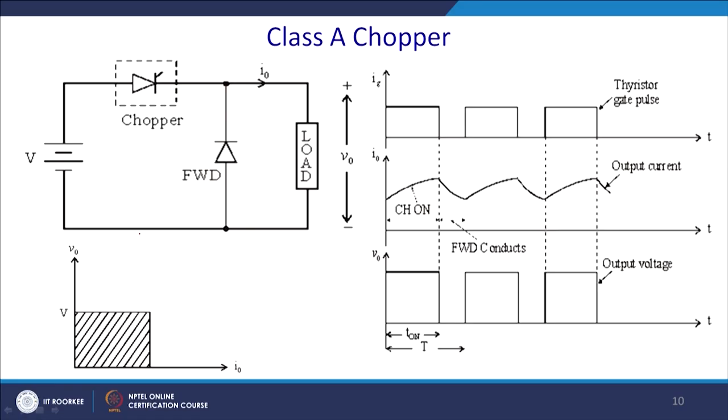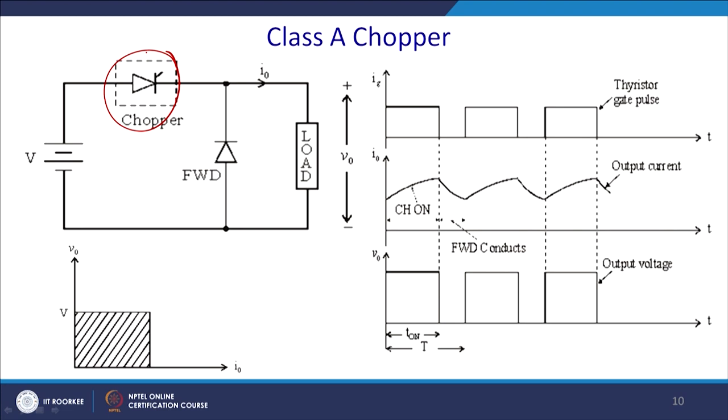So, this is actually the consideration. Now, this is the IV characteristics of this chopper. You have one thyristor mostly, and it has to be commutated by force commutation, or you can use a GTO.